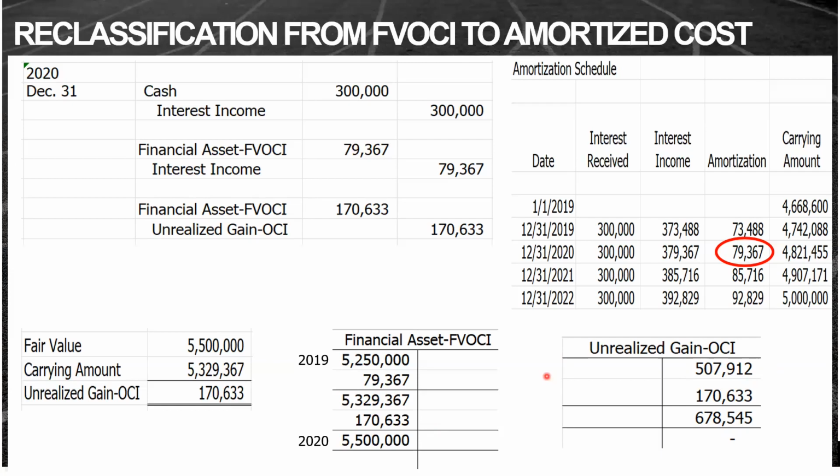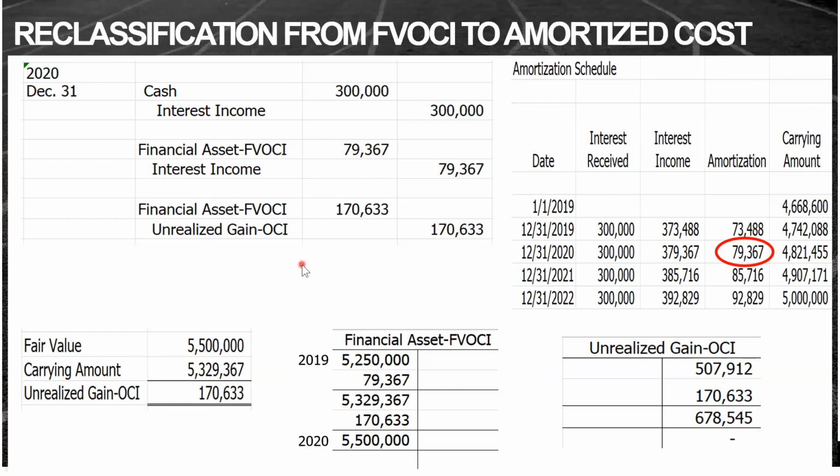Now take note that on December 31, 2020, dito yung merong change ng business model. So gusto nila, instead of collecting contractual cash flows plus selling their financial assets, gusto nilang mag-change ng business model. Gusto na lang nila na mag-collect na lang ng contractual cash flow. So therefore, kailangan nating i-reclassify yung ating financial asset. So from FVOCI, dapat gawin nating amortized cost.